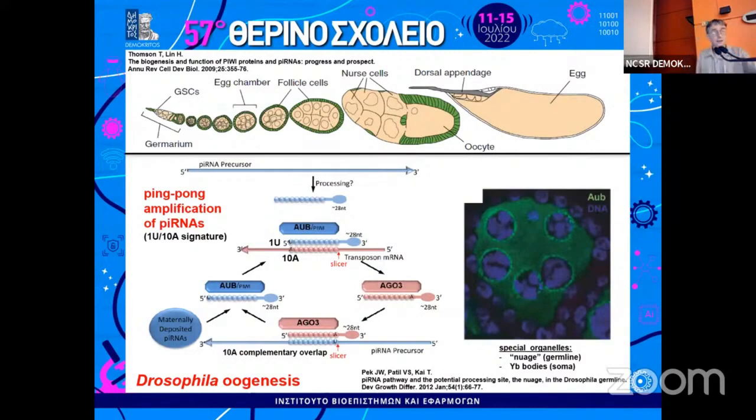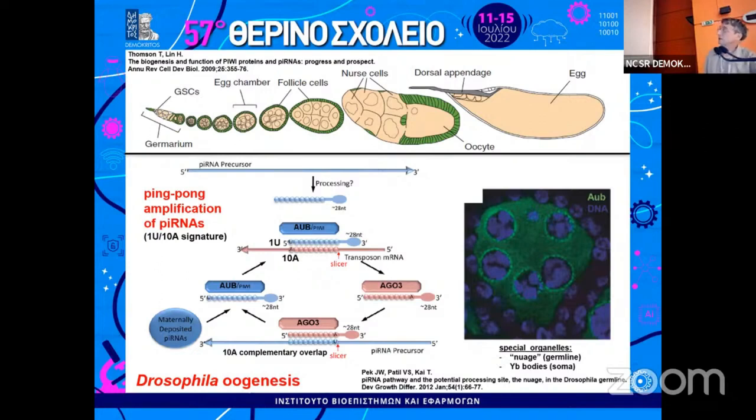In the germline cells, in general, something occurs on top of that. This is called the ping-pong amplification of the piRNAs. In the primary piRNA pathway, the PIWI protein, for instance Aubergine, is associated with a piRNA of transposon sequences in antisense orientation, and it will find a target, which is a transposon messenger RNA, and it will cleave that target.